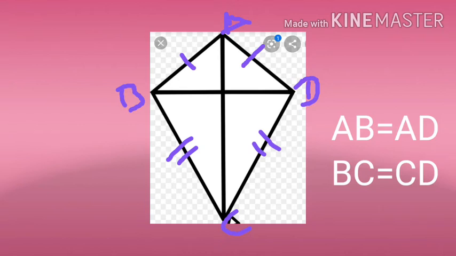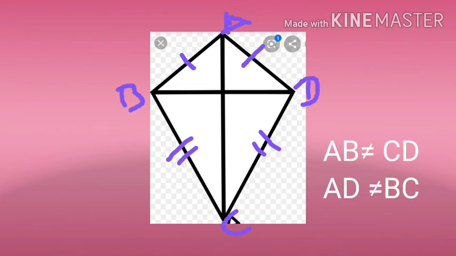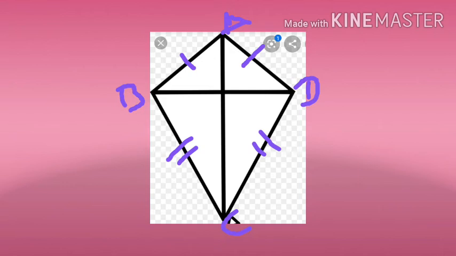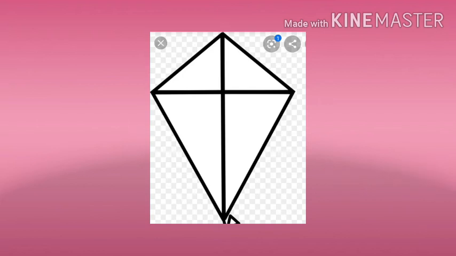Next, opposite sides are not congruent. That means opposite sides are not equal. AB is not equal to CD and AD is not equal to BC. Clear? The next one, the diagonals of the kite are perpendicular to each other. So here AC is perpendicular to BD. These are the properties of the kite. The most common point here is that different pairs of adjacent sides have equal length.